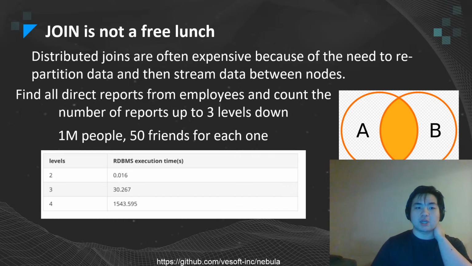Here is a more concrete case. For requirements such as finding all of the direct reports of an employee and counting the number of reports up to 3 levels down, that is a friend-of-friend style query. Such a query may require you to find all of the direct reports of your employee, then sum over each employee's direct reports, and combine them all together up to 3 levels. For such an application, you may find that the time for the query grows exponentially as the levels go up. You can find the basic benchmark results here.